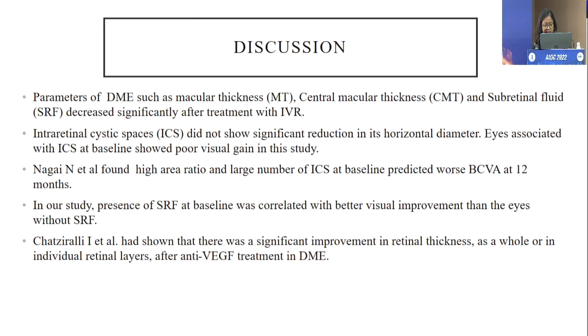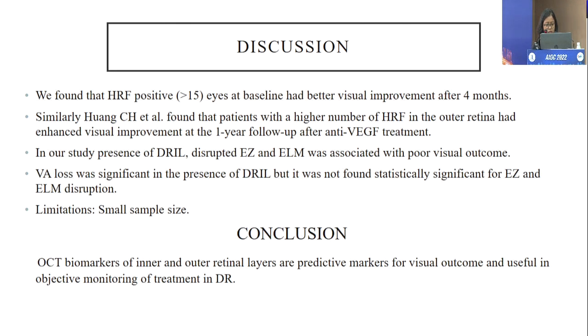Coming to other studies, Nagai et al. found that high area ratio and large number of ICS at baseline predicted worse visual outcome at 12 months. Like my DME parameters, Kadzirali et al. also found significant improvement in retinal thickness as a whole and in individual retinal layers after anti-VEGF treatment in DME. And like my study on HRF, Huang CH et al. found that patients with higher number of HRF in the outer retina had enhanced visual improvement at 1 year of follow-up after anti-VEGF treatment.